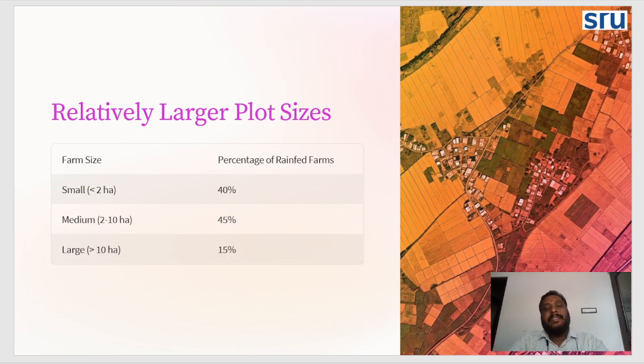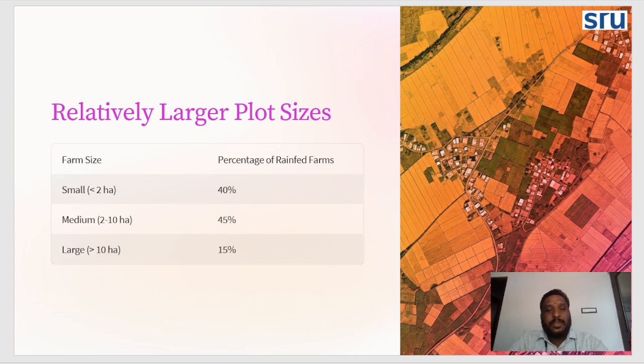Next is the relatively larger plot size. As we know, these rainfed agriculture areas are not densely populated, and the plot sizes in these areas will be larger, because of less population and fewer people doing agriculture. So there will be a relatively larger plot size, but there won't be much yield or much management practices.